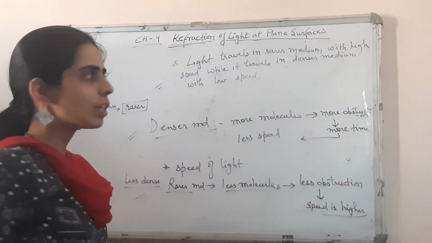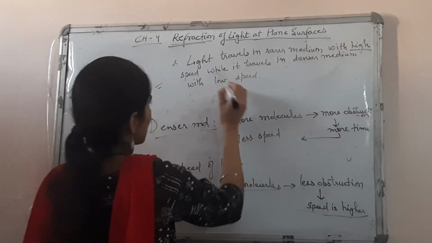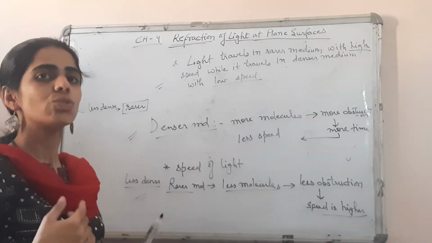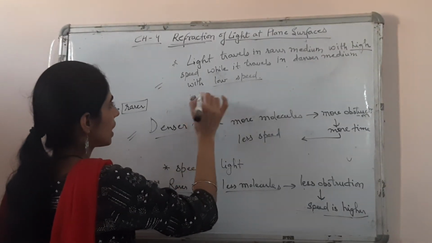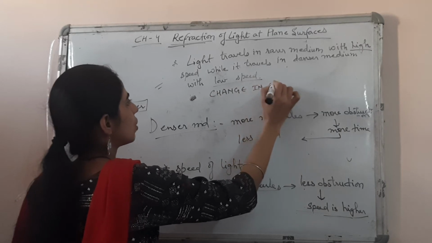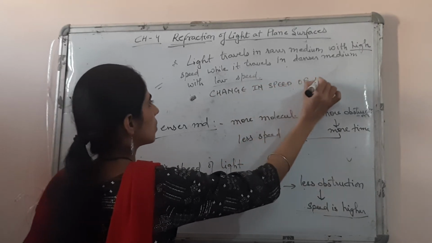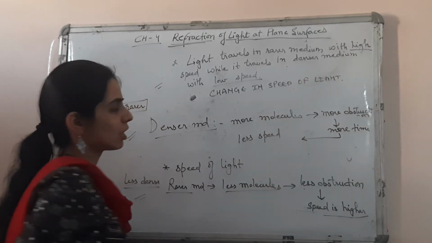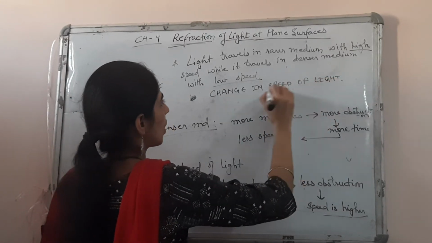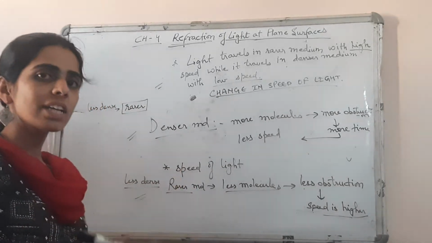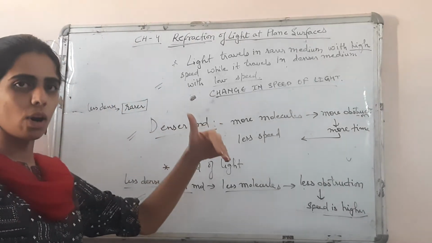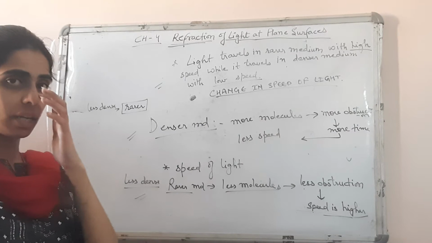So children, what we observe here is that the speed is decreasing. Here the speed is high, here the speed is low. So we observe a change in the speed of light here, and due to this change in speed of light, what is going to happen? The light will get deviated from its path. It means the speed at which it was traveling changes when it enters another medium.